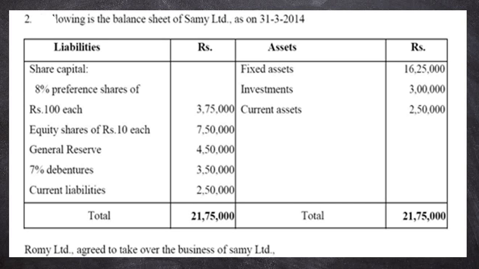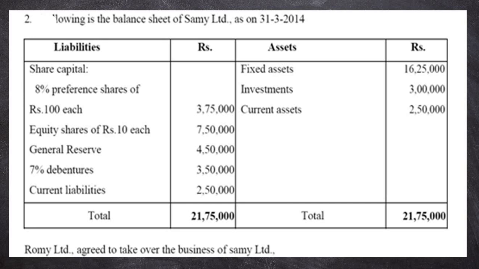The assets and the liabilities are given in this problem. In this problem, Romi Limited agreed to take over the business of SAMI Limited. So Romi Limited is going to absorb SAMI Limited. For that they will be taking all the assets and liabilities for purchase consideration. That is what we are going to do now.